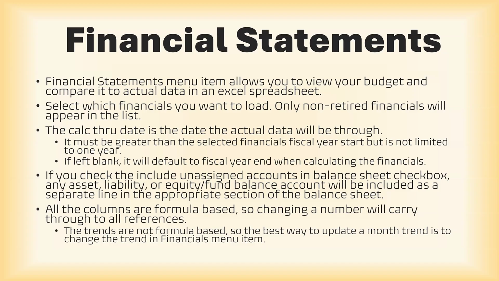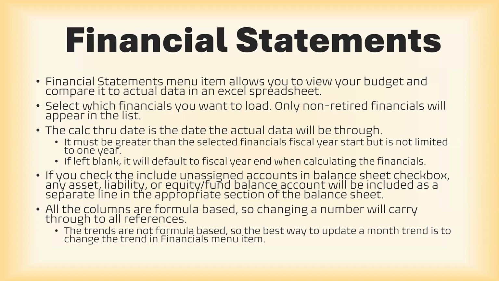There's two checkboxes. One is the include unassigned accounts in the balance sheet checkbox, meaning that if you happen to have any asset, liability, or equity accounts that you did not assign to balance sheet line items, they'll appear at the bottom of each section of your balance sheet, asset, liability, or equity, as an unassigned item. So you don't have to include that, but it's kind of like a catch-all in case you missed an assignment, and it'll show up there.